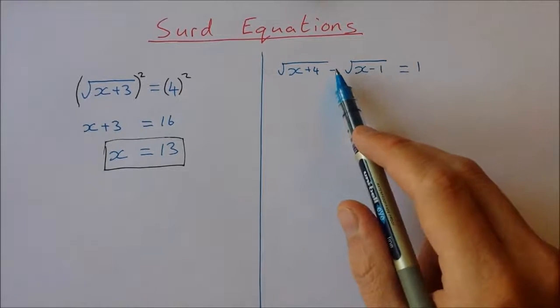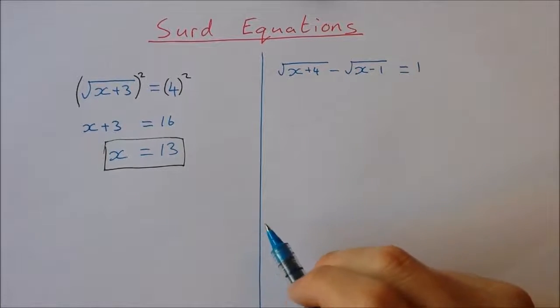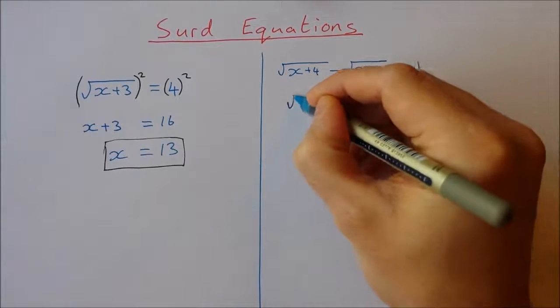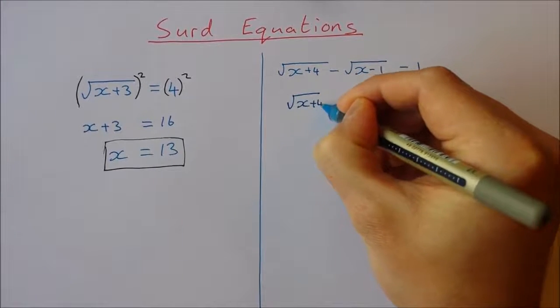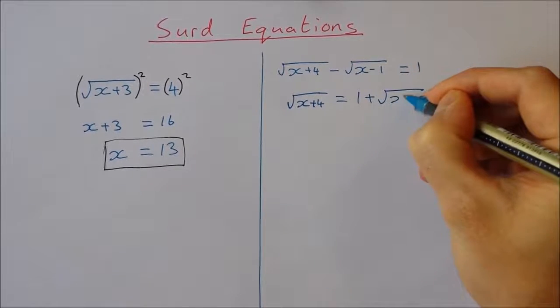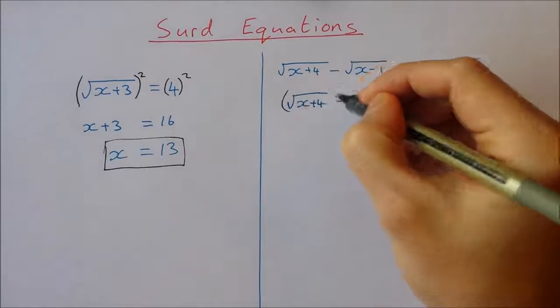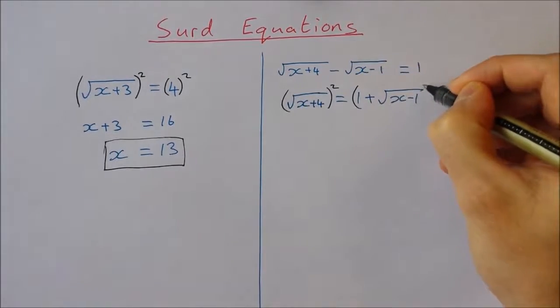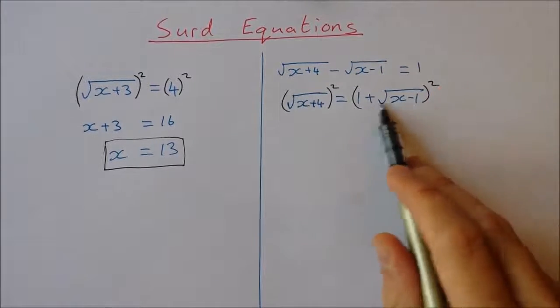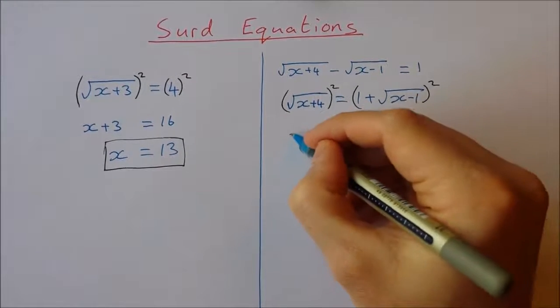So I'm going to isolate this square root of x plus 4 on the left hand side on its own by adding the square root of x minus 1 to both sides. So the square root of x plus 4 is equal to 1 plus the square root of x minus 1. Now I have this isolated and I can square both sides. And you'll see what will happen to this side in a minute. So the square root of x plus 4 squared is x plus 4.